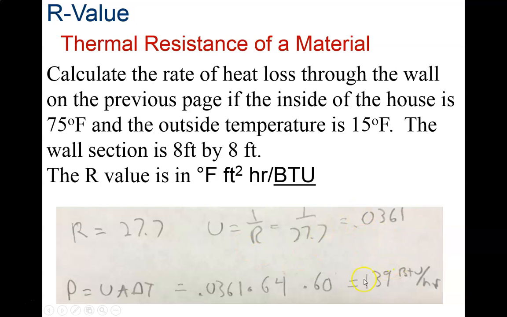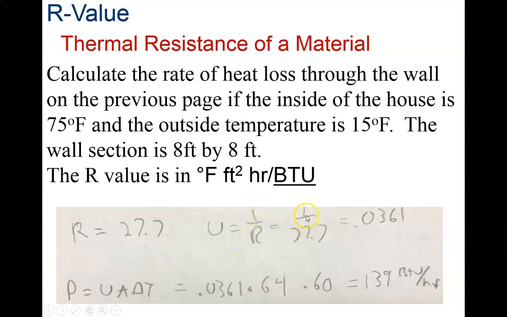So calculate the rate of heat loss through the wall of the previous page. If the inside of the house is 75 degrees and the outside is 15 degrees, we're looking at a wall section that's 8 foot by 8 foot, and the R value is in degrees Fahrenheit, foot squared, hour per BTU. So the R value, we're just going to look at it at the main wall section, which had an R value of 27.7.